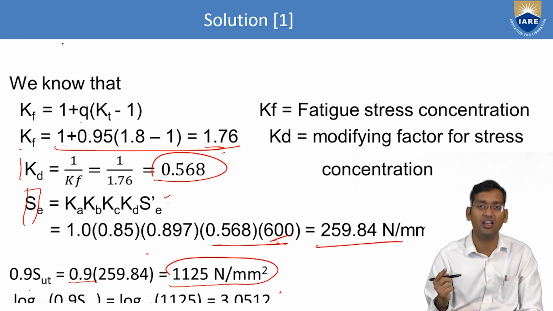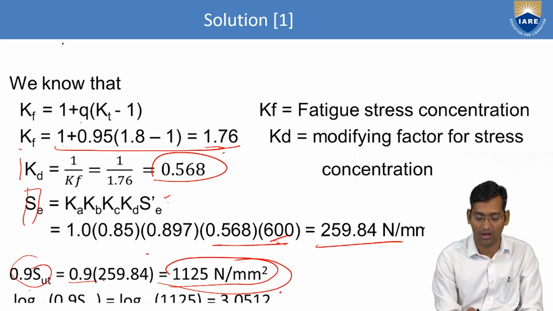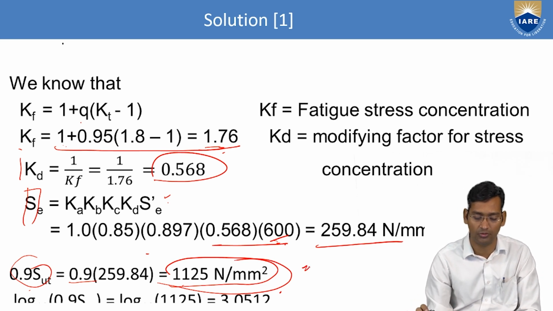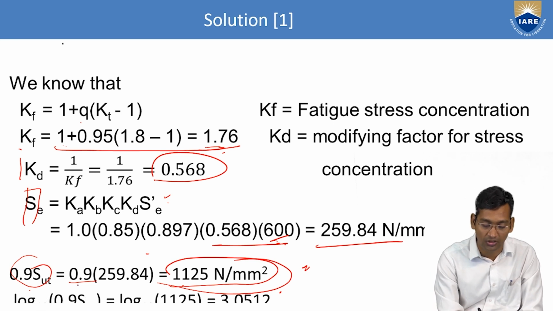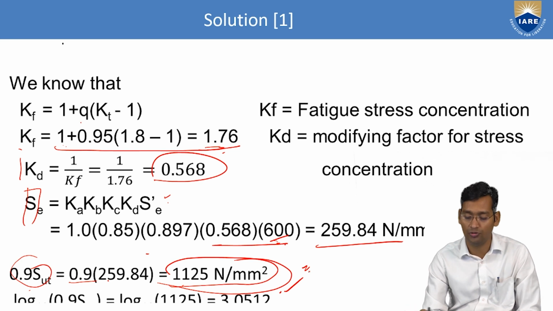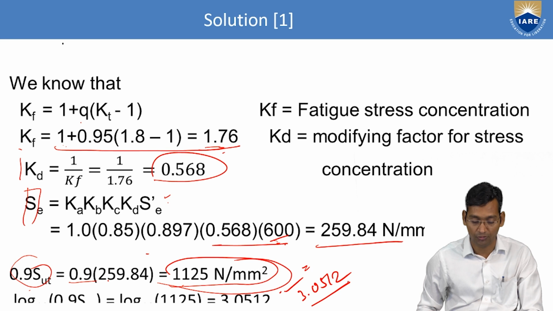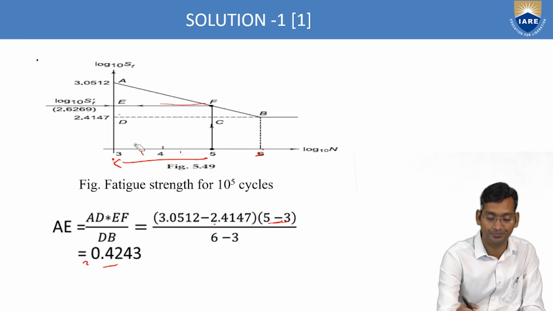Now it is given that reliability is 90%. So that's why 0.9 SUT equals, after multiplying, 1125. I found this one separately here. Now take the log. So log of 0.9 SUT equals log of 1125. That gives 3.0152. Okay, now we have log of 0.9 SUT as 3.0152.